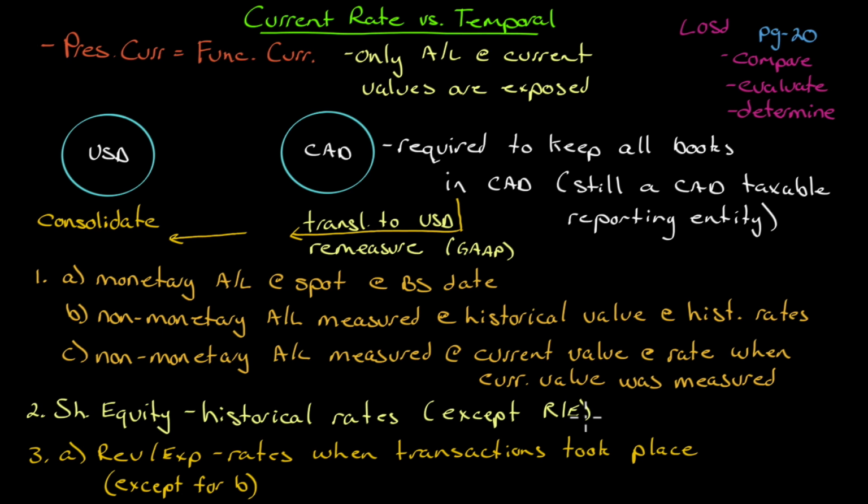Now, here's where it gets a real pain as well. We get to the income statement. Revenues and expenses translate at the rates when the transactions took place, which is typically an average rate, except for B. This is point A, except for point B. Now, let's have a look at point B and see how complicated that becomes.